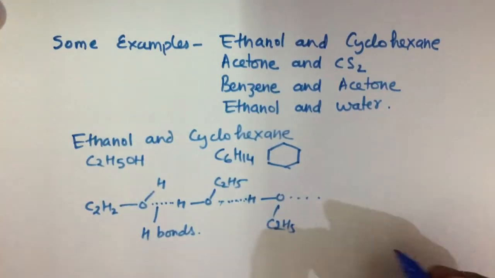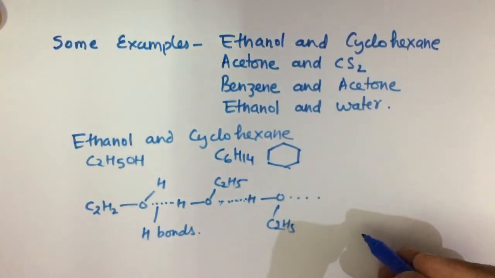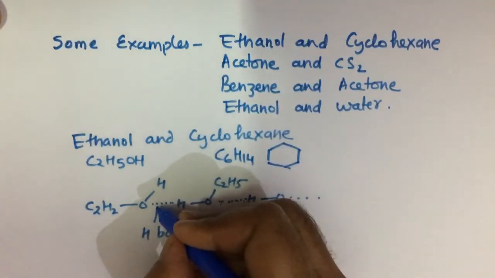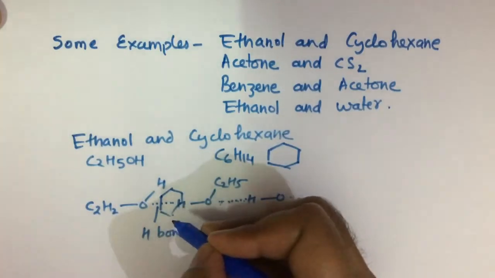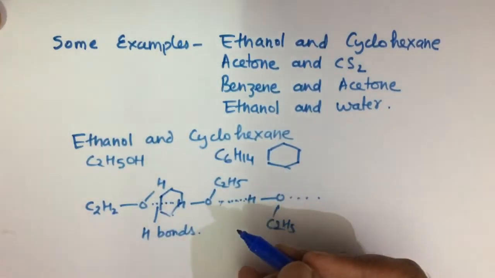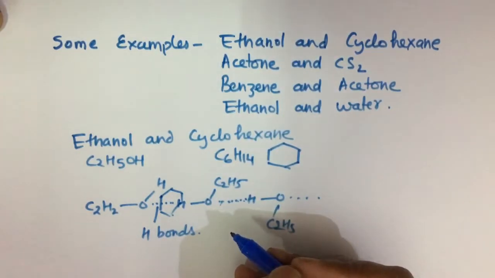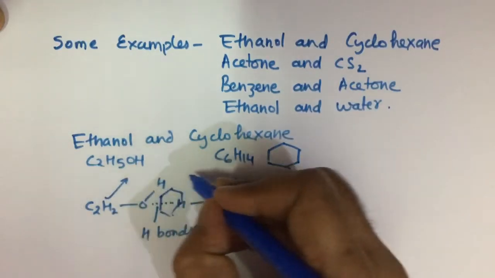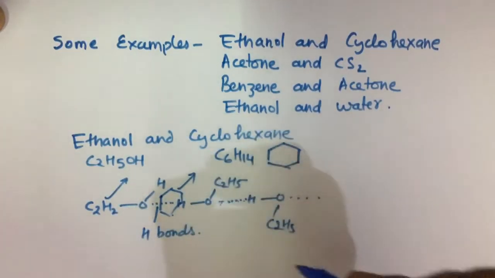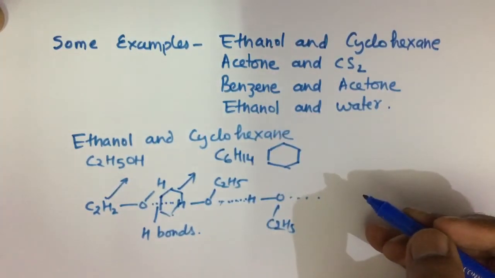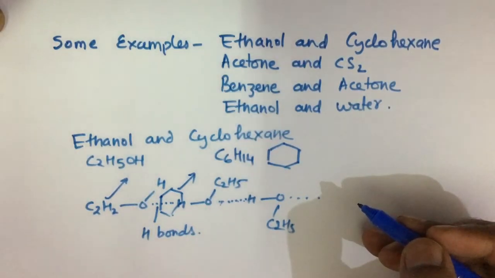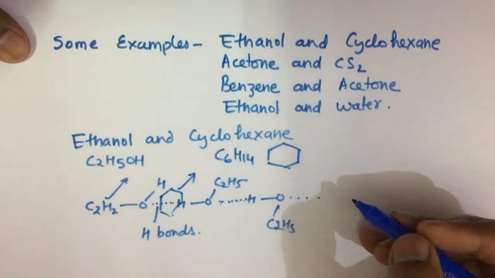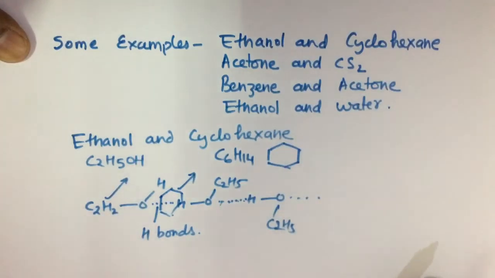Now when pure ethanol is mixed with cyclohexane, the molecules of cyclohexane tend to break the hydrogen bond between two ethanol molecules, but they don't make any such hydrogen bonds with ethanol themselves. Thus the escaping tendency of ethanol and cyclohexane increases. Consequently, the vapor pressure of the solution is greater than the vapor pressure expected according to Raoult's law. So such solutions show positive deviation from Raoult's law.